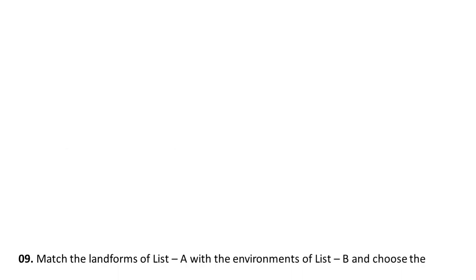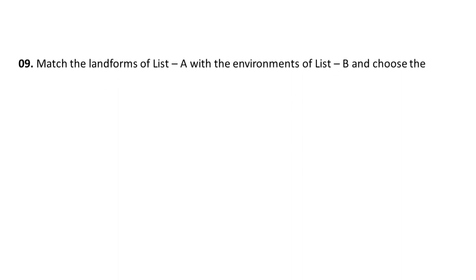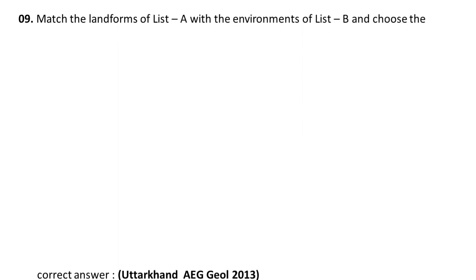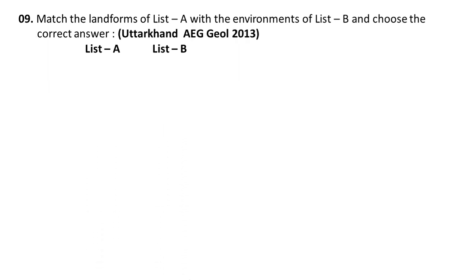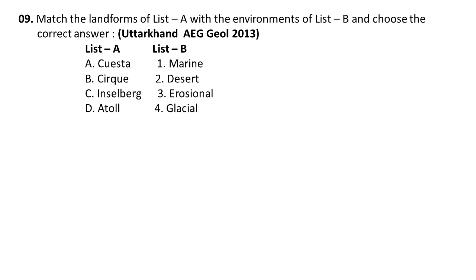Next question. Match the landforms of list A with the environments of list B and choose the correct answer. Choices, that is list A and list B, are given. In list A, A, B, C, D are given, like Cuesta, Cirque, Inselberg, Atoll, and in list B, marine, desert, erosional and glacial environments are given.